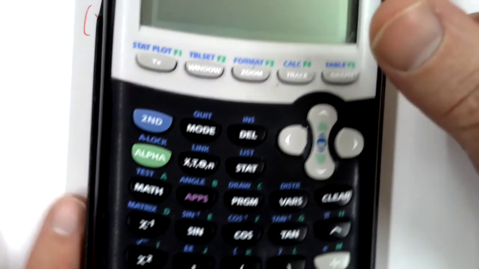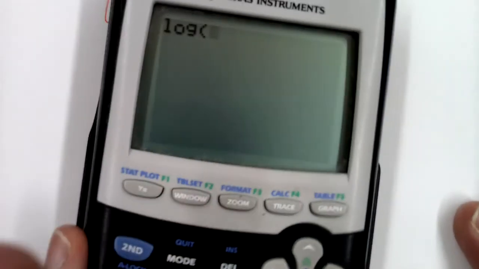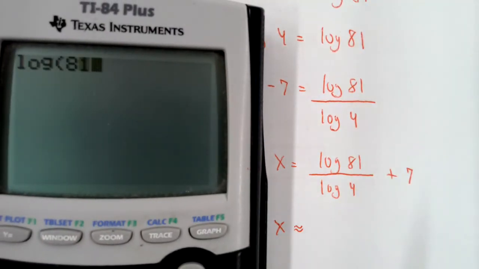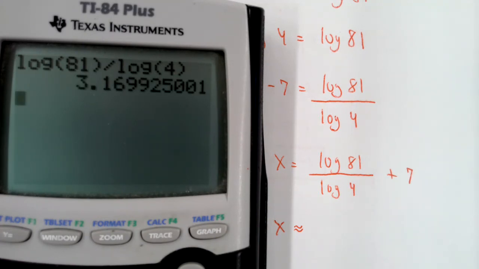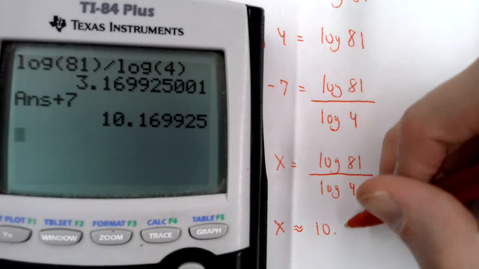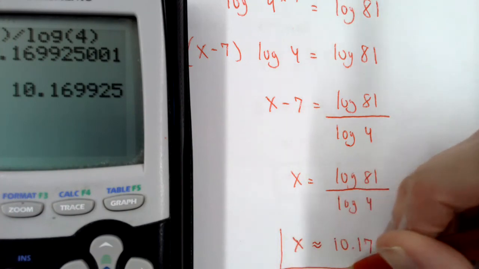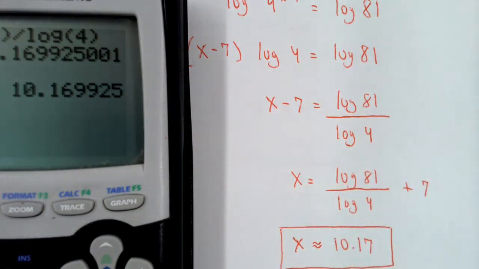Okay, so what you're going to do in your calculator, right? You have a log button, hopefully. On my calculator, my log button is right there. So I'm going to hit log 81 divided by log 4, equals, that plus 7. I'll say x is approximately 10.17. And that's my answer.